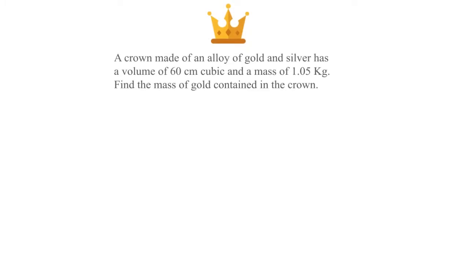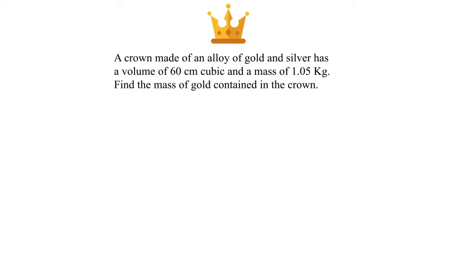Hello guys, welcome to Smart Darasa Solution series, and here is the question. A crown made of an alloy of gold and silver has a volume of 60 cm³ and a mass of 1.05 kilogram. Now find the mass of gold contained in the crown.